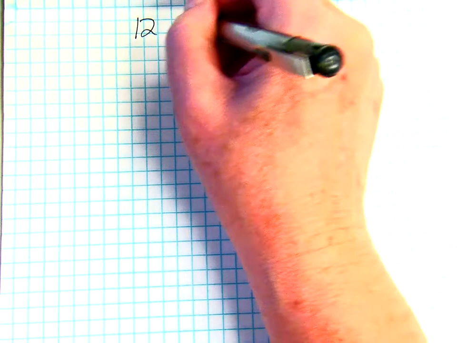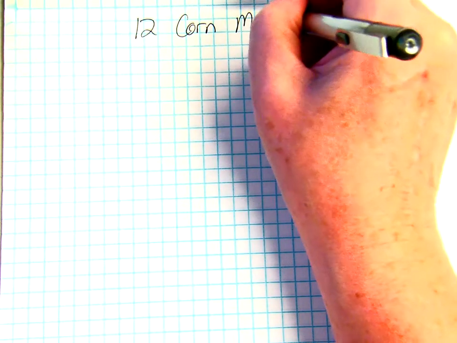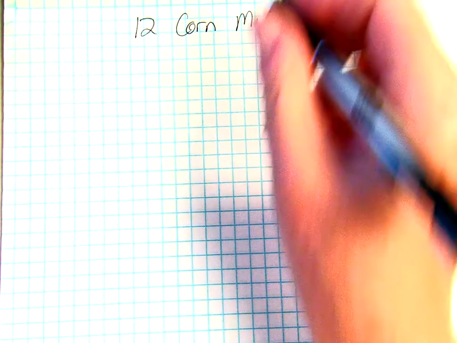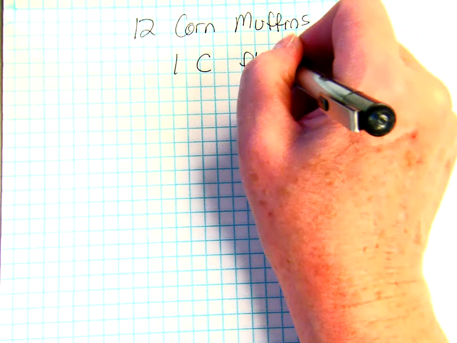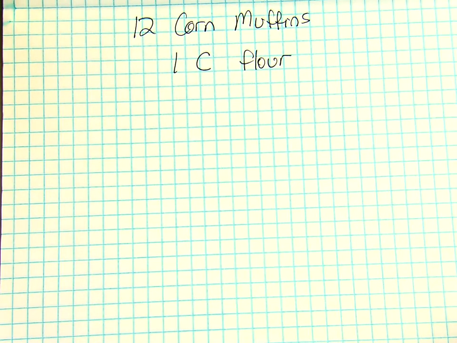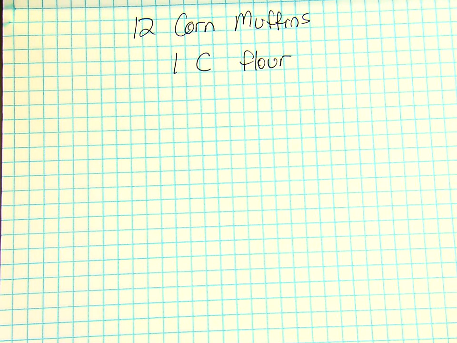We've got a recipe for a dozen corn muffins. So 12 corn muffins. I'm going to make 12 corn muffins, and it calls for 1 cup of flour. The number of muffins varies directly with the amount of flour you use. Write a direct variation for the relationship between the number of cups of flour and the number of muffins.